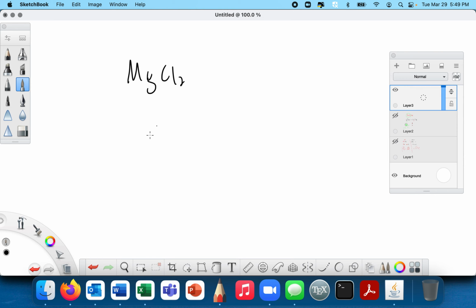Magnesium chloride in aqueous solution really means that the magnesium and the chlorides are broken up. And magnesium's in group 2, so it's going to be 2 plus. And the chlorides are in group 7, so it's going to be 1 minus. There's going to be 2 of those for every 1 magnesium, and they're also going to be surrounded by water molecules.